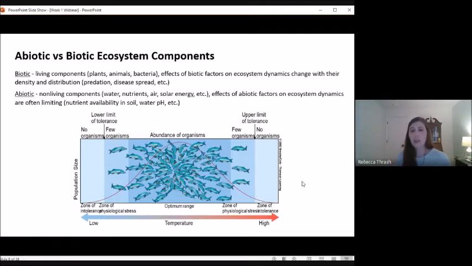So when we talk about ecosystems and the interactions within them, we always have to remember that for any given species, there's going to be a range of tolerance. And this is going to be really important when we talk about water pH as well as dissolved oxygen. And we'll get to that in just a minute.